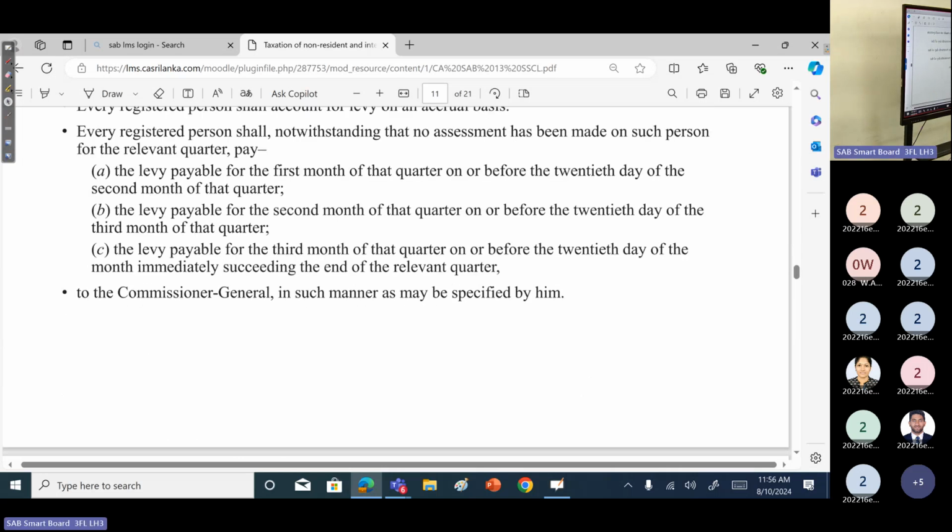And tax return and tax payment on a monthly basis, similar to value-added tax, right? For a person who is submitting a quarterly return, very similar. The return is also quarterly, right? So tax payment is to be made by the 20th of the following month, similar to value-added tax, and the return also by the 20th of the month after the end of the relevant quarter. Whereas the value-added tax return is by the last of the month after the end of the relevant taxable period, right? So the SSCL return is on the 20th, and the final or third month payment is also on the 20th. That's clear.